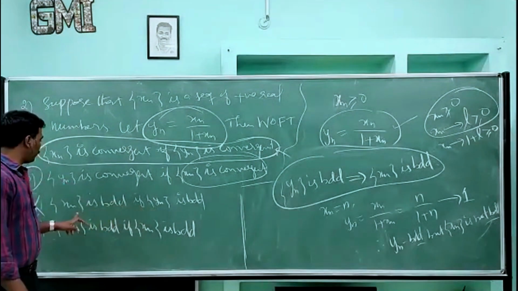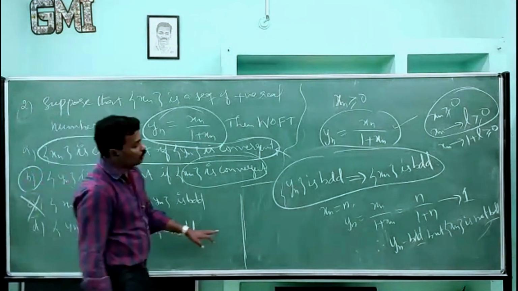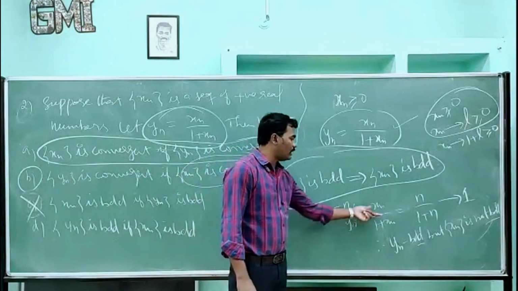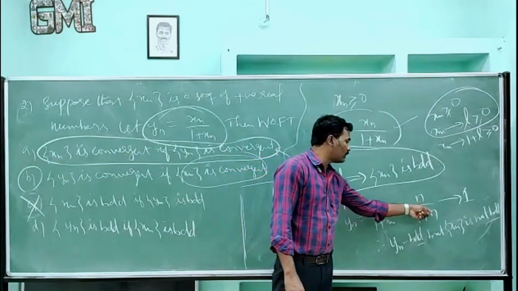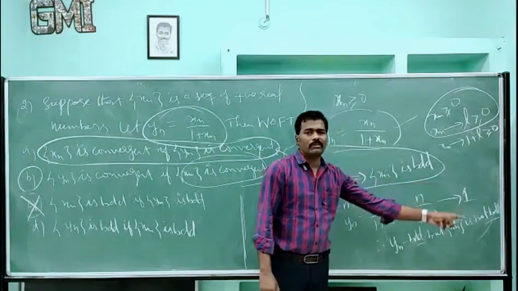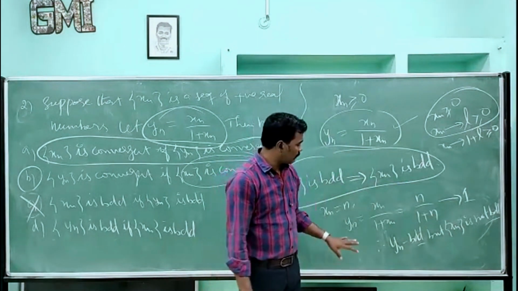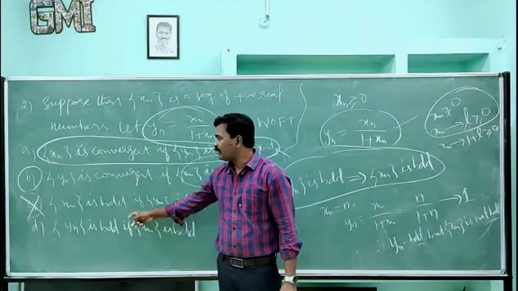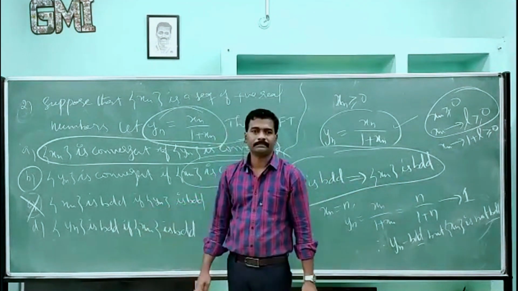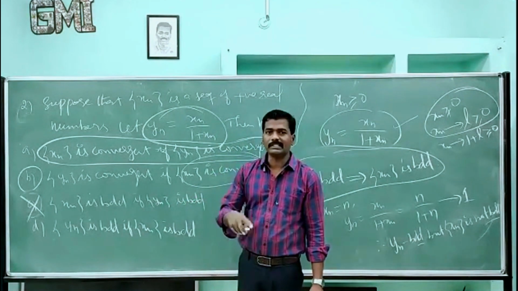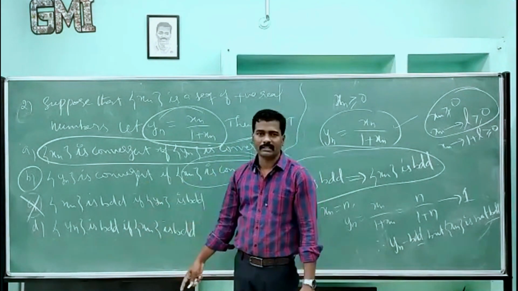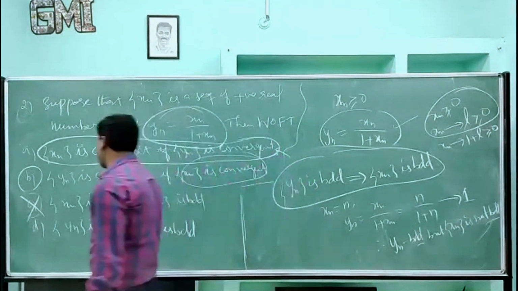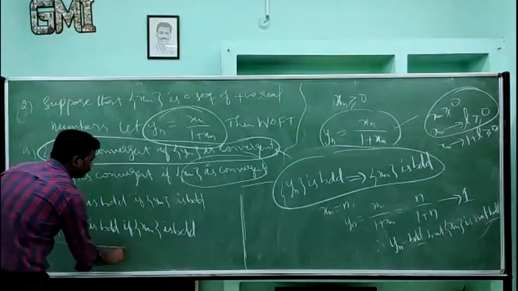Yn is bounded, which implies xn is bounded. This is not always true, because I have an example. I define yn as n by 1 plus n, which converges to 1. We know that every convergent sequence is bounded, so yn is bounded, but xn is not bounded. Therefore this option is not always true. I am very sorry, initially I thought it would be correct, but when doing the problem, it is not true. Anyway, fine.